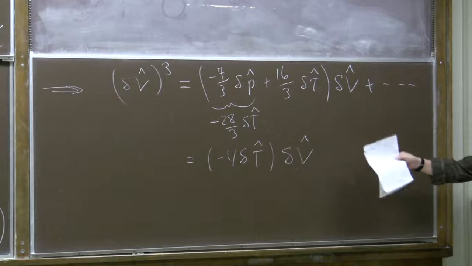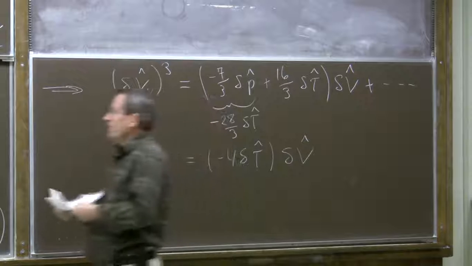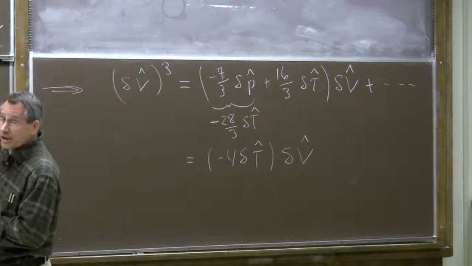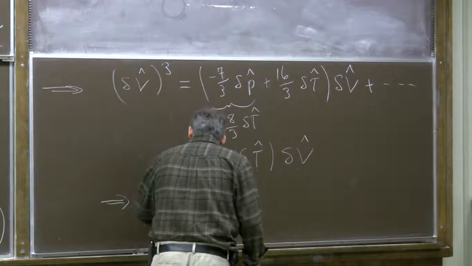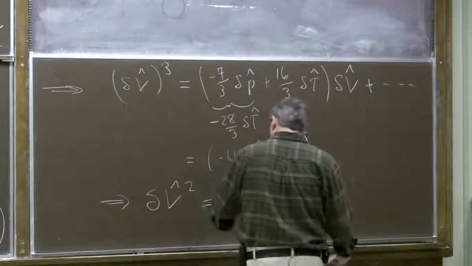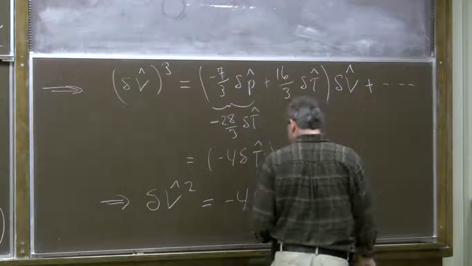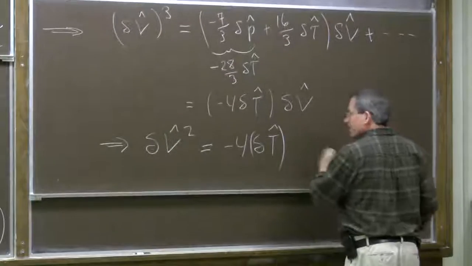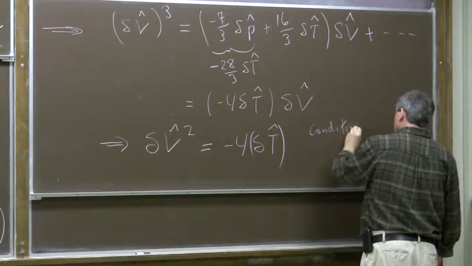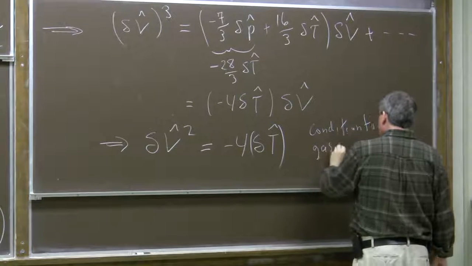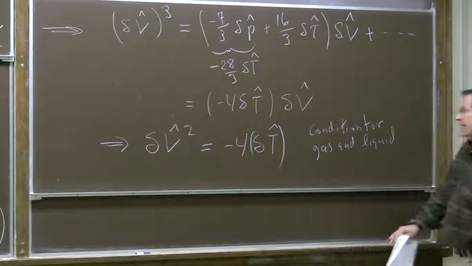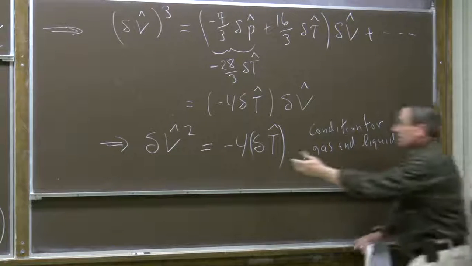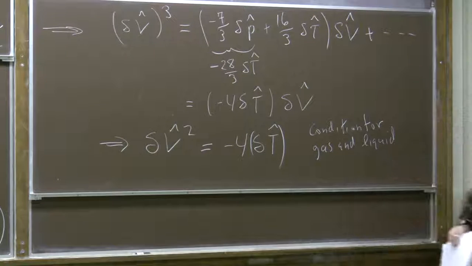And now we can see what the three roots are. Well, by our equal area construction, one of them is that delta v hat equals 0, but that's the unstable one. The gas and liquid correspond to the other two roots. Delta v hat squared equals minus 4 delta tau hat. That's the condition for a gas and liquid. Remember, this is now positive because delta tau hat is negative. So there are two real solutions, one positive and one negative. The positive one, that's the gas. The negative one is the liquid.